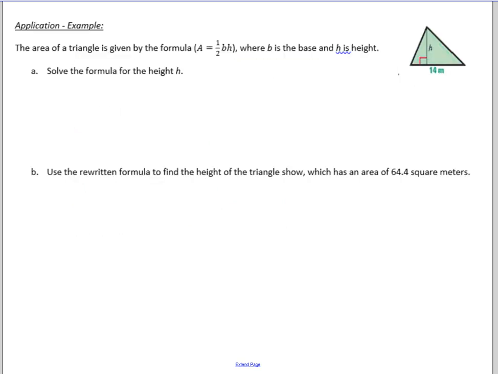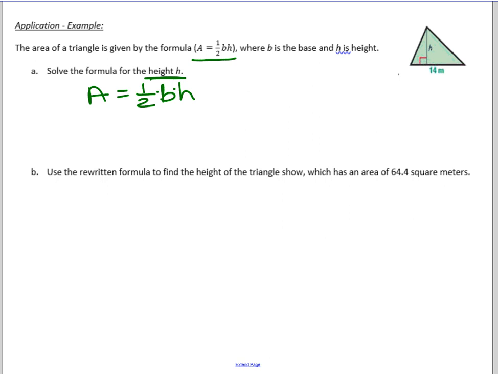All right, now let's do some applications or some word problems. So if you know the area of a triangle is given by that formula, area is equal to 1/2 base times height, where b is the base and h is the height. Let's take this formula and solve for the height h. So I want to solve this formula for the height h. I'm going to recopy it, 1/2 bh, okay? So this means 1/2 times b times h.